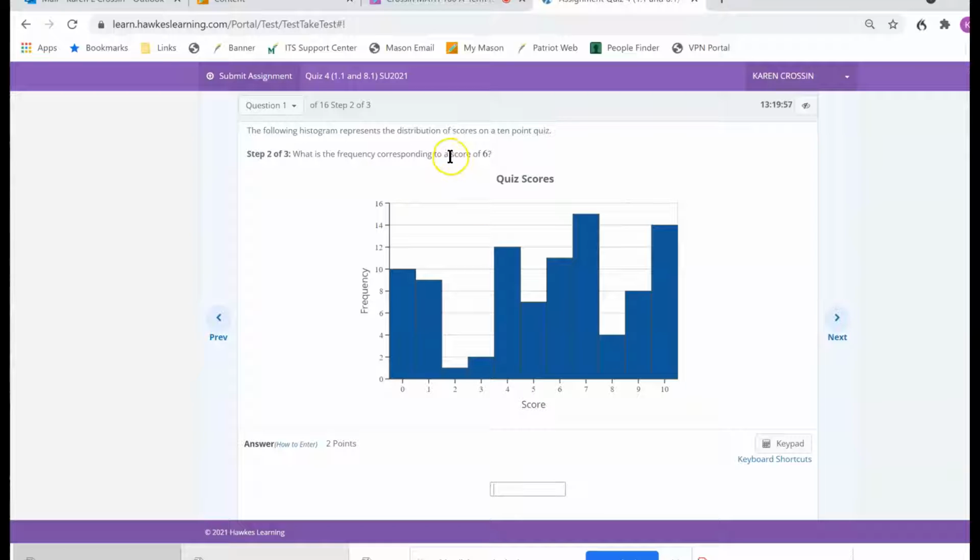Okay, so it says score of 6. So that means we want to go to here, yeah? Okay. And it asks what frequency corresponds to a score of 6. So we've got this 6, and it's asking how many got a 6. So what are we going to say here? 11. Okay, 11. Good. All right, and then we do next.